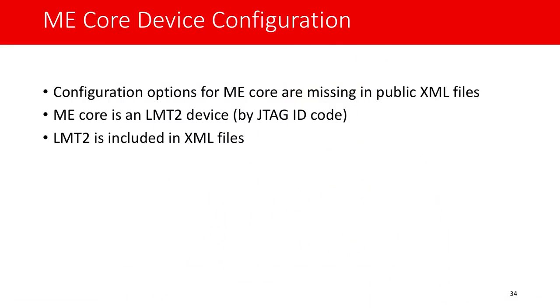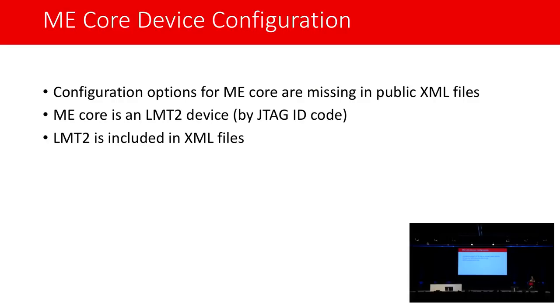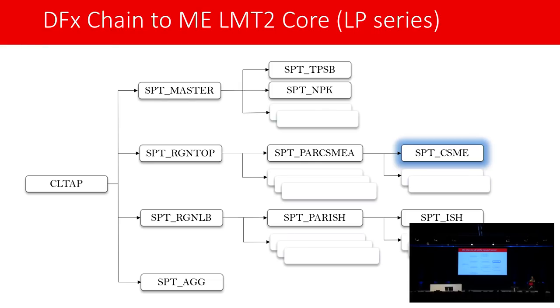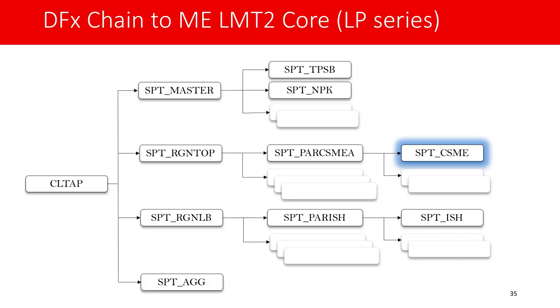However, there is no configuration of ME devices. We found that the ME core is an LMT2 device, and the configuration of this device can be found in the decrypted XML files. Therefore, anybody can write a configuration for ME. For example, on the slide, you can see the internal structure of the LP series of PCH. It is the U series of CPU and PCH divided into four parts, and on top are the connected parts, SMV and the ME core.